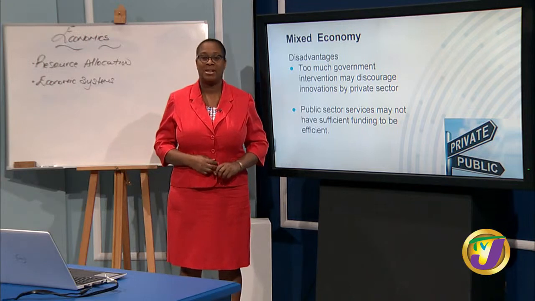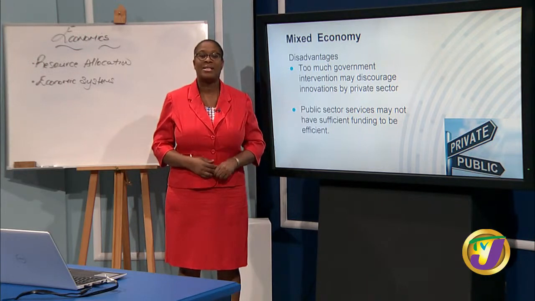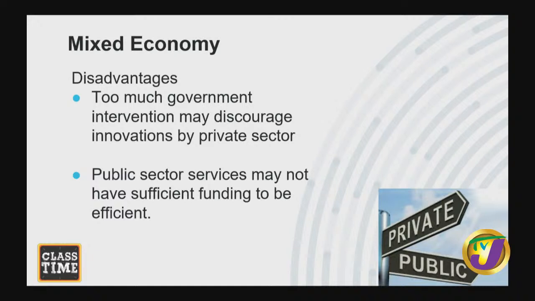Then we have our disadvantages. The first one here is that too much government intervention can discourage innovation by the private sector. And what do I mean by that? Sometimes there is what they call red tape, a lot of bureaucracy, things that the private sector has to go through to get registered and licensed and get permits and so on. That discourages innovation or makes the process very hard and slow, and so they may get discouraged in the market because of too many regulations and what we call in Jamaica red tape, too many things to go through.